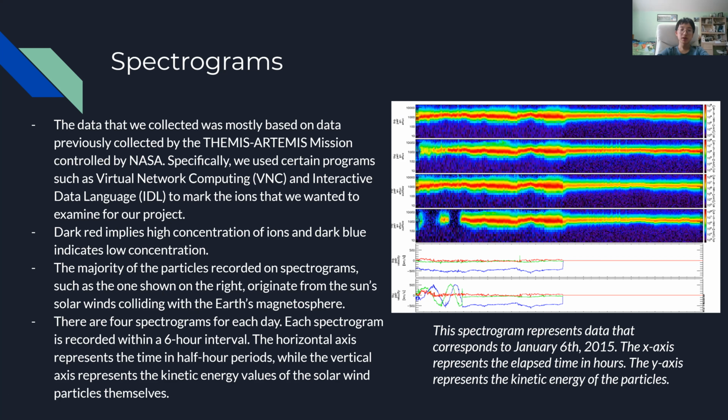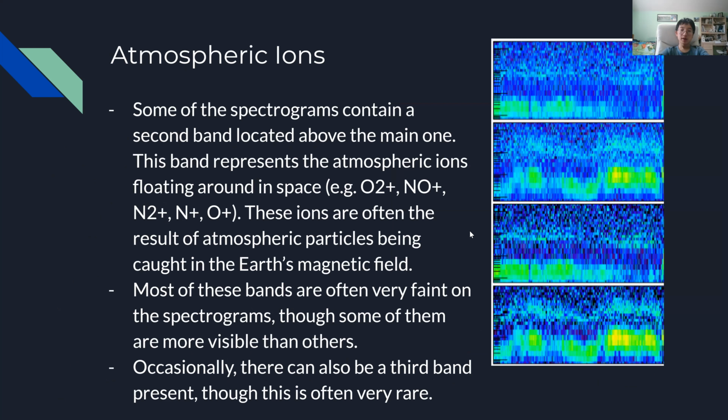That's how it works. The horizontal axis for each spectrogram represents the time in half-hour periods, or periods of 30 minutes each, while the vertical axis represents the kinetic energy values of the solar wind particles themselves. So some of the spectrograms actually contain a second band located by the main one, which was the main focus of what we wanted to study.